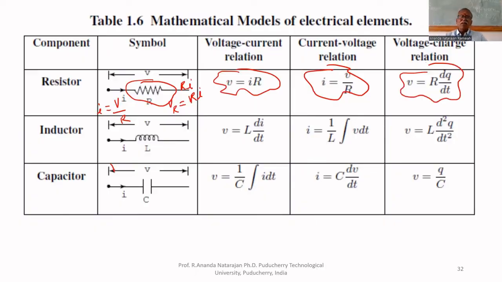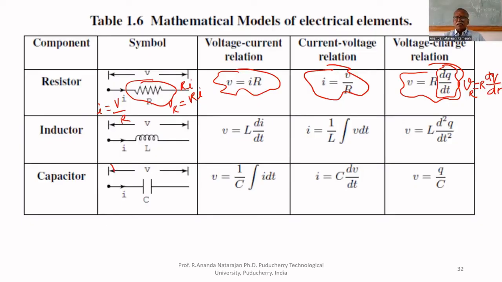What is the definition of current? Rate of change of charge. The velocity of electron is considered as current. Current itself is dynamics. So that is velocity, dq by dt. The rate of change of charge in a circuit is current. Therefore, instead of current, we can put dq by dt also. Therefore, voltage across the resistor equals R dq by dt.